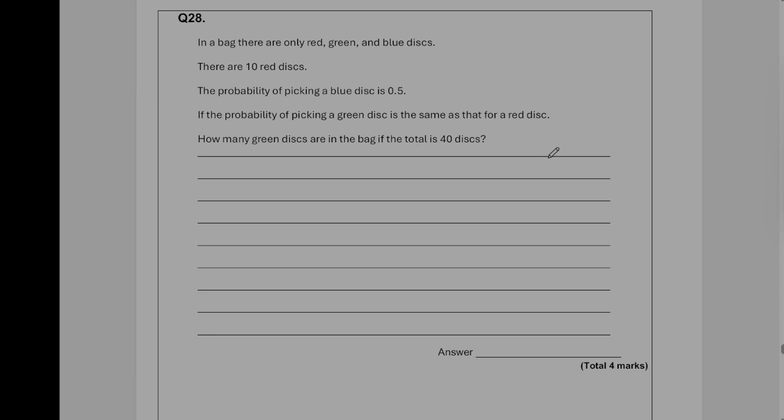Okay, question 28. In a bag there are only red, green and blue discs. There are 10 red discs. The probability of picking a blue disc is 0.5. The probability of picking a green disc is the same as that for a red disc. How many green discs are there in the bag? How many green discs are there in the bag if the total is 40 discs?